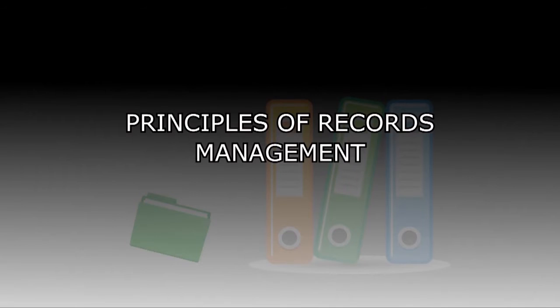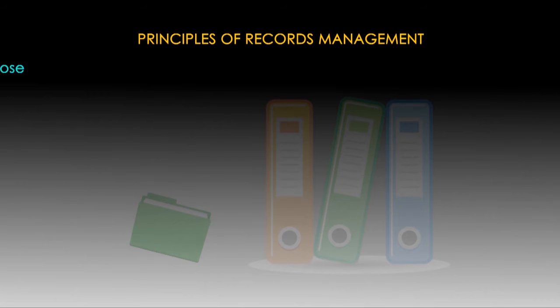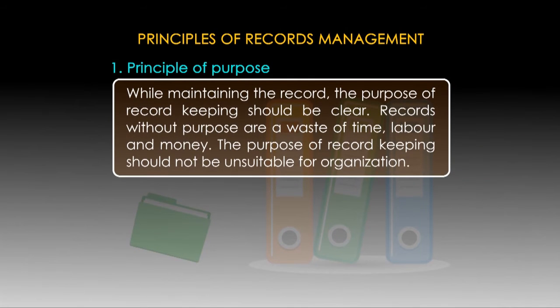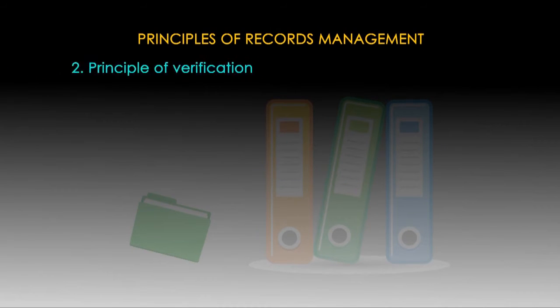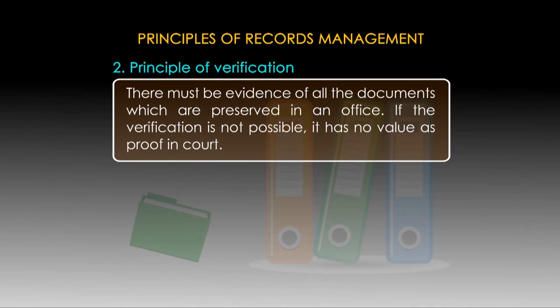Now we have principles of records management. The following are the principles of records management. Number 1, principle of purpose. While maintaining the record, the purpose of record keeping should be clear. Records without purpose are wastes of time, labor and money. The purpose of record keeping should not be unsuitable for the organization. Number 2, principle of verification. There must be evidence of all the documents which are preserved in an office. If the verification is not possible, it has no value as proof in court.